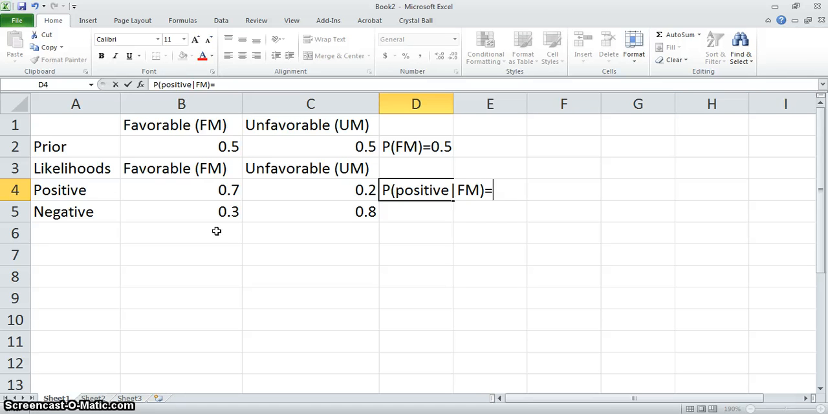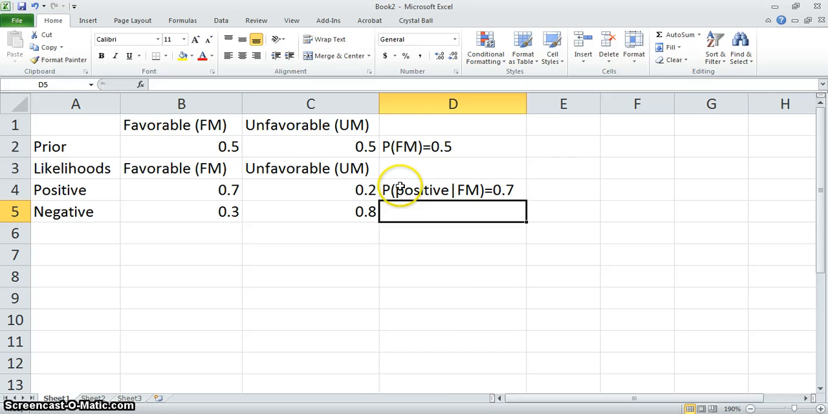And as an example of the notation we might see something written like this. And I read this as the probability that results are positive given the market is favorable is 70%. This symbol right here in the middle, if you want to type it on the keyboard, you would hit Shift and hit the key above the Enter key. But when I see this up and down line, I read that as given.